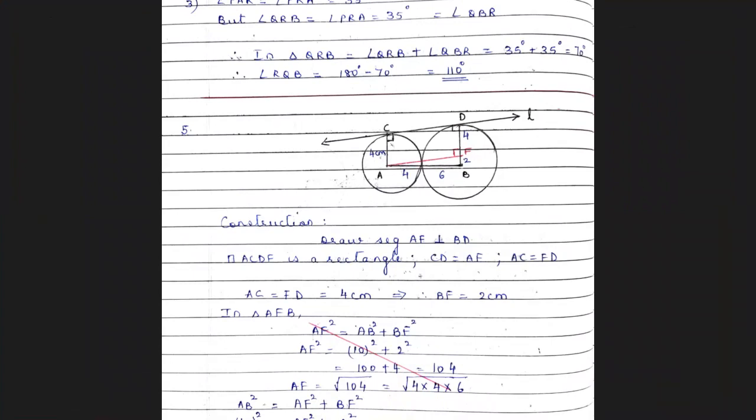Now you are given that both the circles have got radii 4 and 6 centimeters. AC is equal to 4 centimeter, BD is equal to 6. But since you have quadrilateral ACDF as a rectangle, AC and DF are opposite sides and therefore both will be 4 centimeter each. And therefore the remaining part of that segment, BF, will be 2 centimeters.